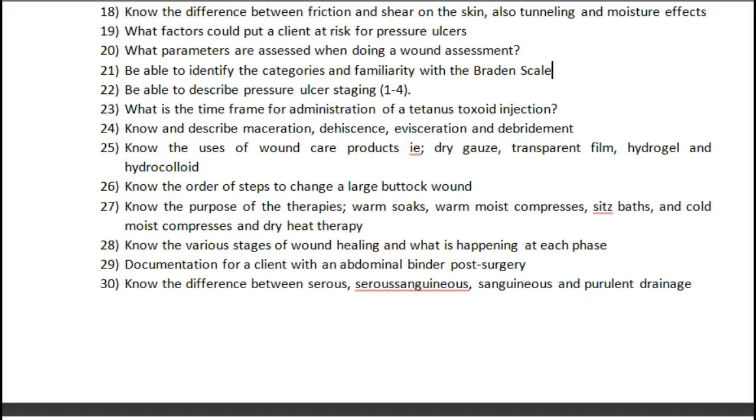What I want you to know is why a person puts on a warm soak, warm moist compresses, sitz baths, cold moist compresses, deep heat. Why would a person do that type of therapy? So I'm going to tell you.